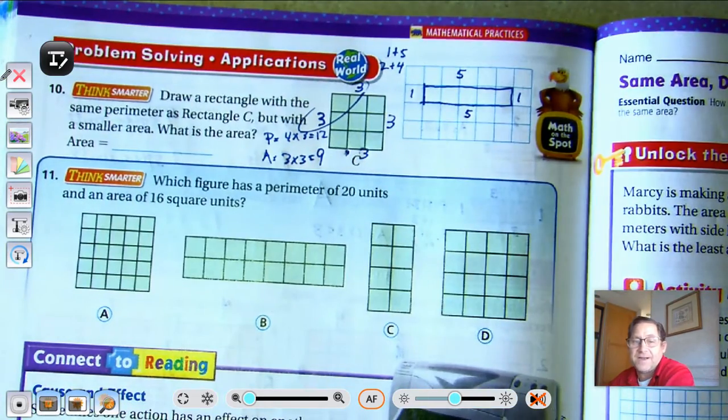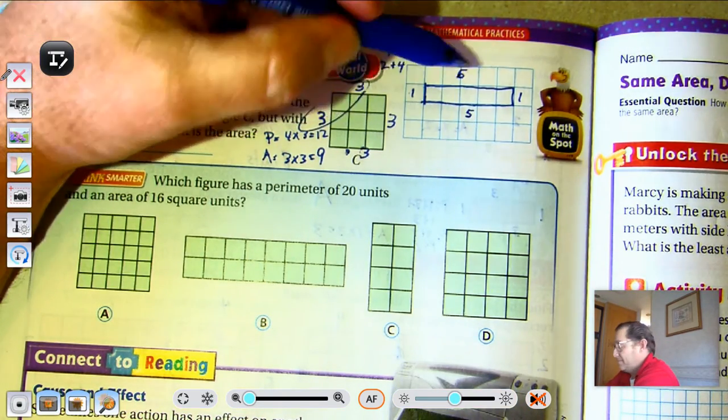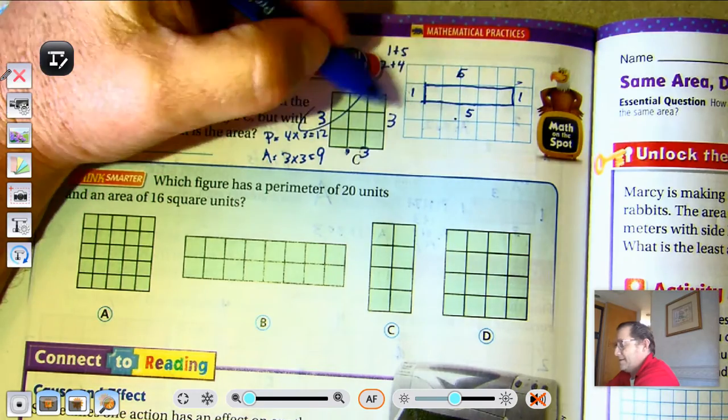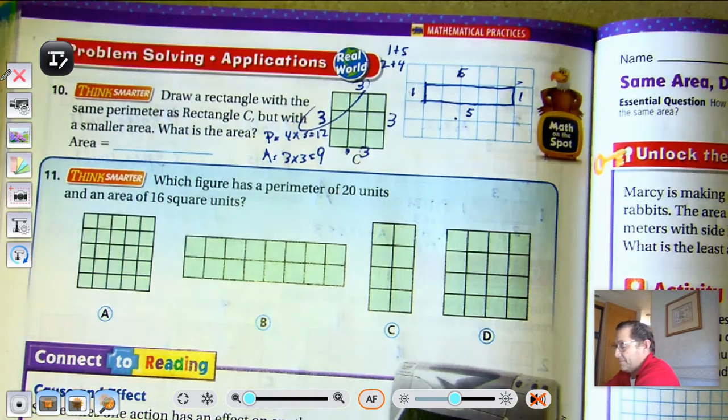Okay, and let's confirm that it adds up to 12. 1 plus 5 is 6. 5 plus 1 is 6. 6 and 6 is 12. The area of this one is 5.